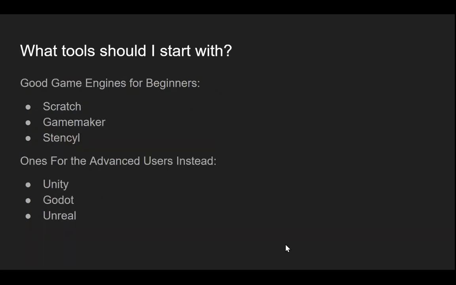There are many tools available for game developers to create their games. Just like with genres, some tools are more beginner-friendly than others. Scratch, GameMaker, and Stencyl are good examples of beginner-friendly game development tools. In contrast, Unity, Godot, and Unreal are game engines that are geared towards more experienced or advanced game developers.